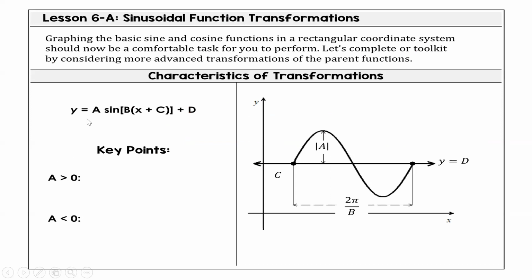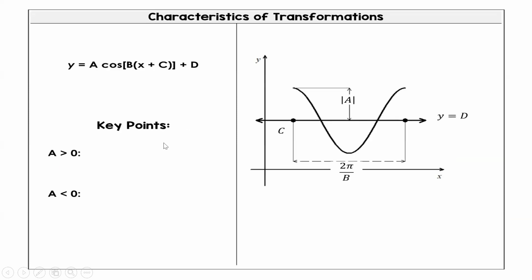Okay? When A is greater than 0, that means that A is positive. So when A is positive, we're going to talk about what your key points look like. Our key points are: we have our x-intercept, then our max, then our x-intercept, then our min, then our x-intercept, right?